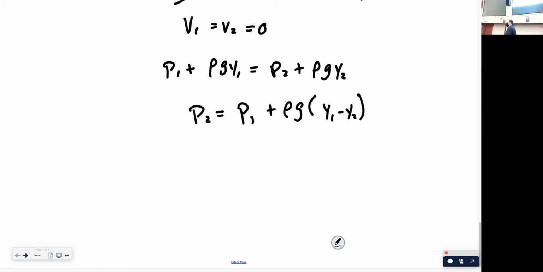Does this look familiar? This should look familiar to you. This is an equation straight out of the statics part of this section, which is good. In the absence of motion, this Bernoulli equation reduces to the equation that we had before: delta P equals rho G delta Y.